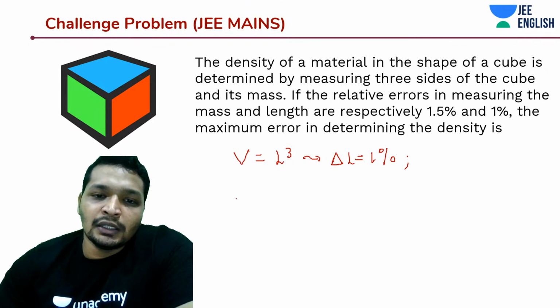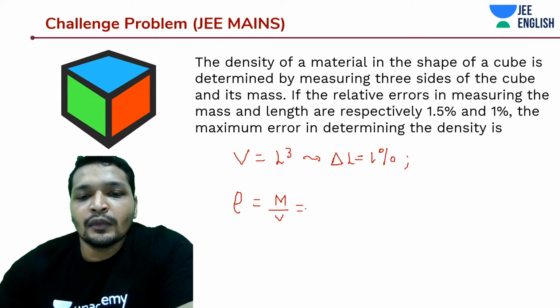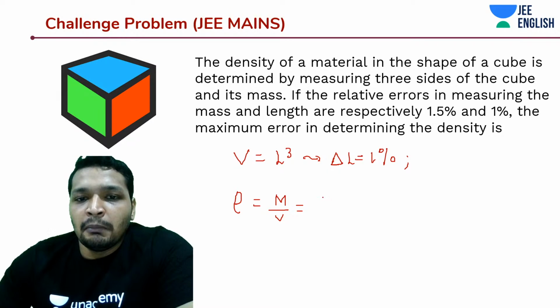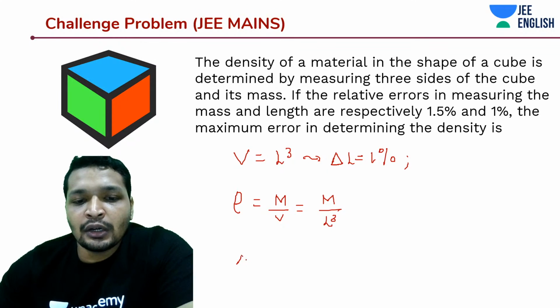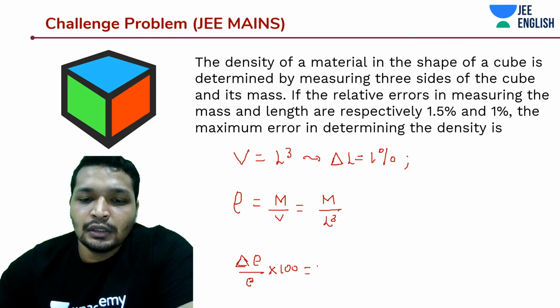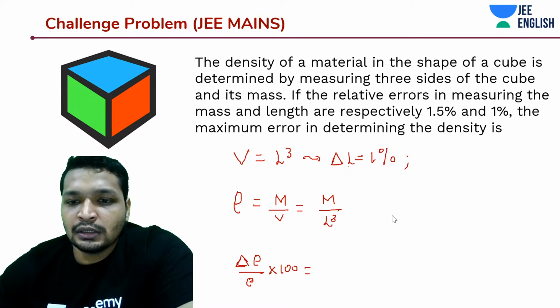And we are given the mass. What is density? Density rho is equal to mass by volume. That is mass by L cube. Right? And if I'm going to talk about delta rho by rho, that's all I need, into 100 is what I need. Now let's just write down these two things properly.